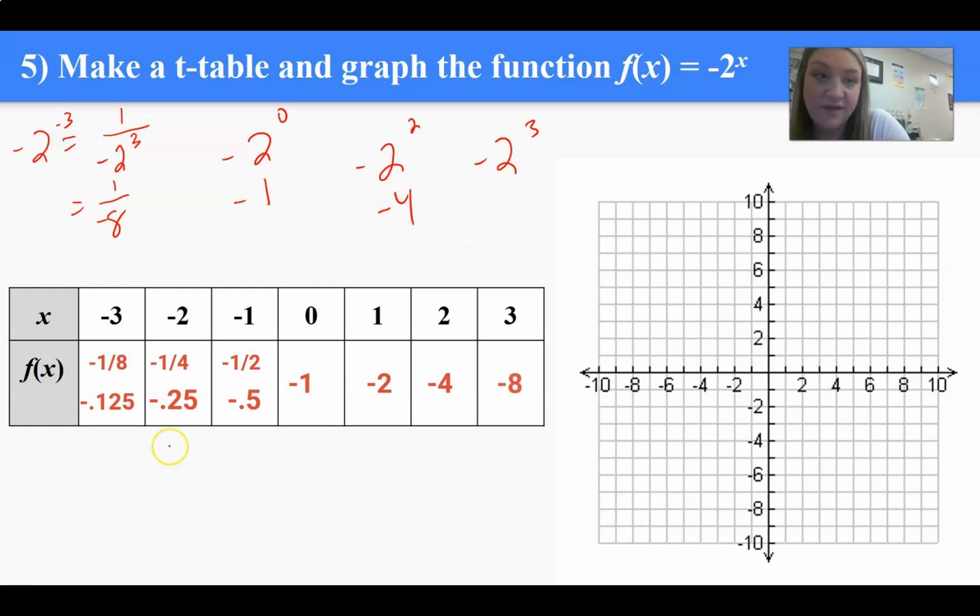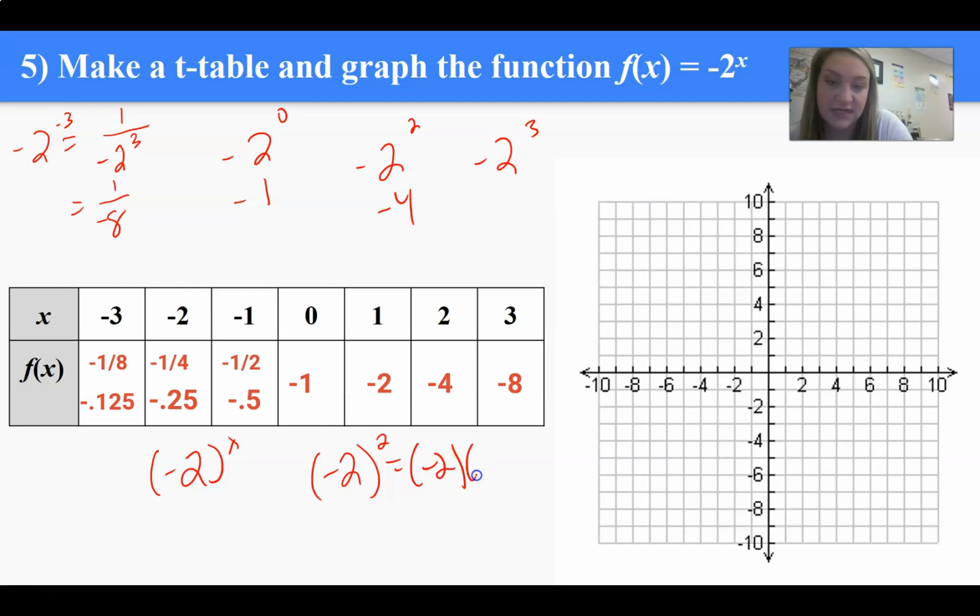Okay? If there were parentheses, if this base would have looked like this, my answers would have been different. Because then you're taking the exponent to all of negative 2. Right now, no parentheses. The exponent only goes to the number 2, and then you bring the negative in. So watch out. Parentheses matter big time. Like here, negative 2 to the power of 2, that's negative 2 times itself, so you get positive 4 out of it. But because there's no parentheses here, it only went to the 2 and then a negative.